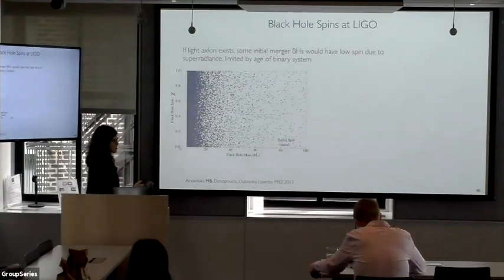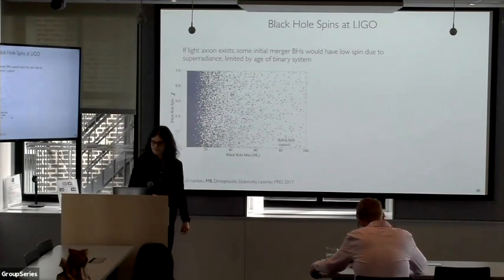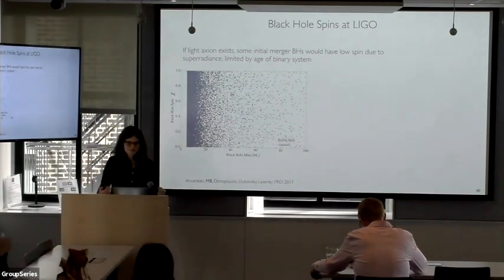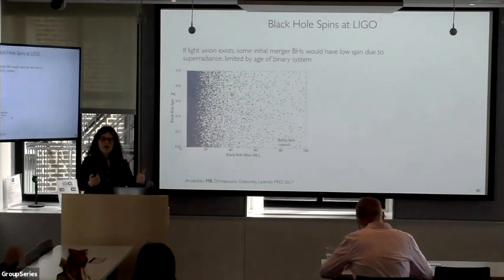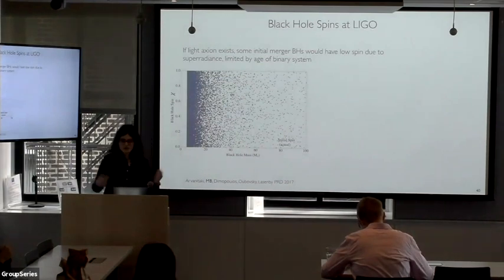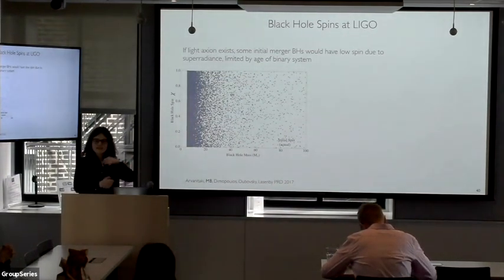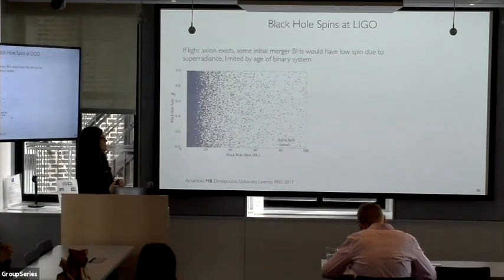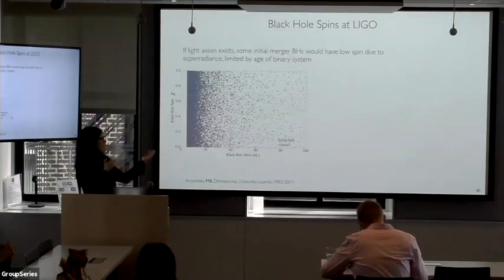Of course, in addition to the X-ray binaries, we now have a wealth of new black holes that we've observed in mergers at LIGO. And if a light axion exists, the initial merger black holes are expected to have low spin because of the superradiance process, if they can spin down within the age that it takes the black holes to come together through gravitational wave radiation. So here is a cartoon population of all the black holes that are merging in the local universe.